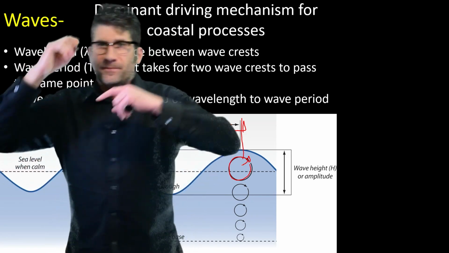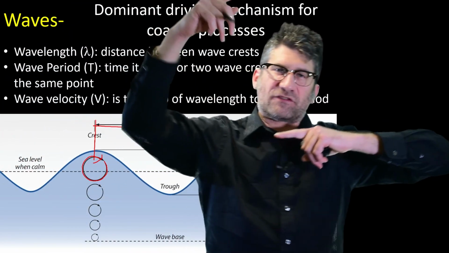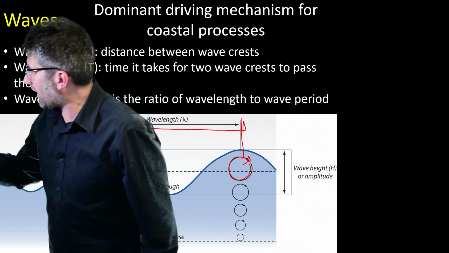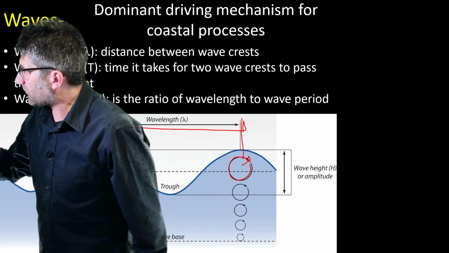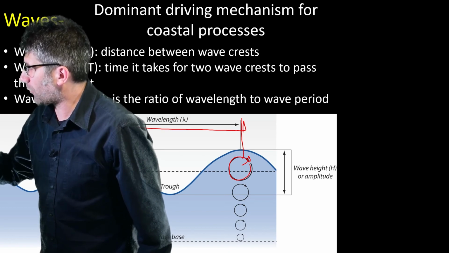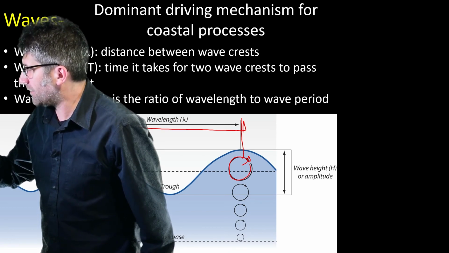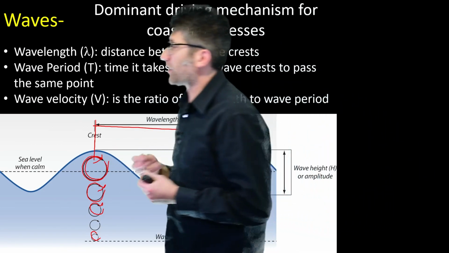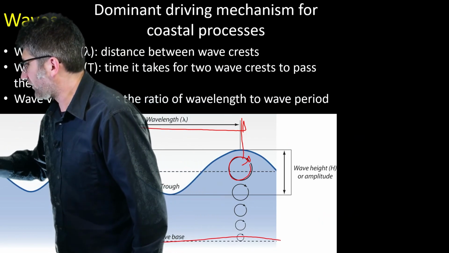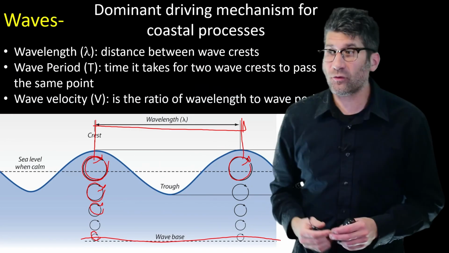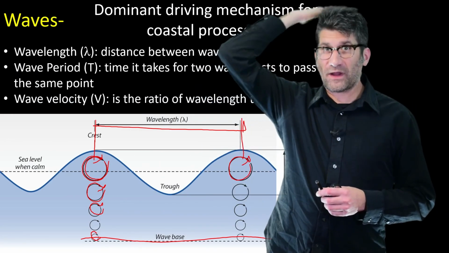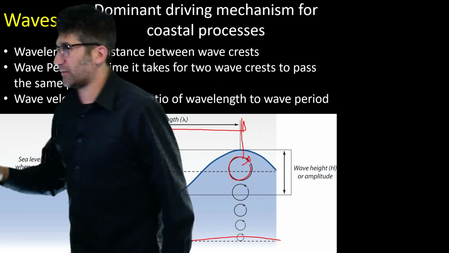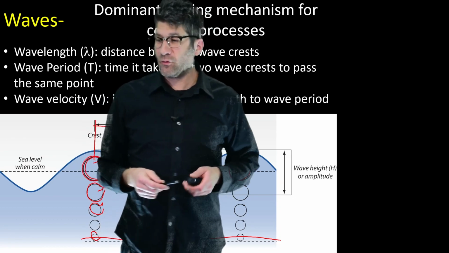Notice that the size of the trajectory that a water molecule takes depends on whether you're at the top or the bottom of the wave. Towards the top of the wave, that movement is really big, and it gets progressively less as we move into deeper water. At a certain point, you no longer have movement of water molecules associated with the wave. We call that the wave base. If you're underneath the wave base, you don't even feel the wave going over you. That's going to be really important for understanding how waves interact with the coastline.